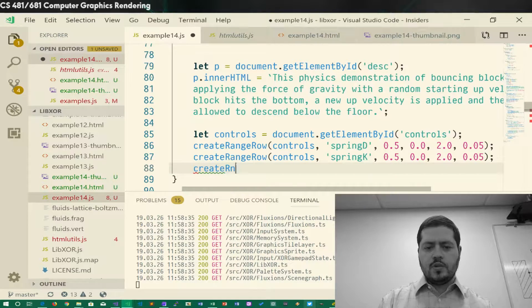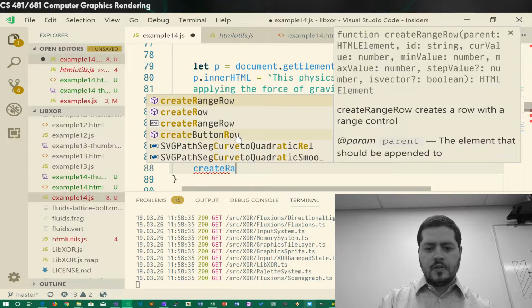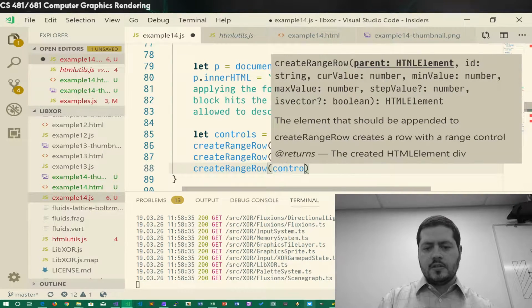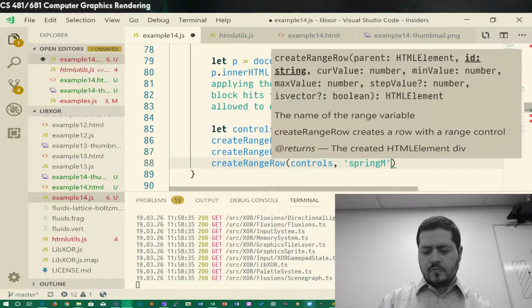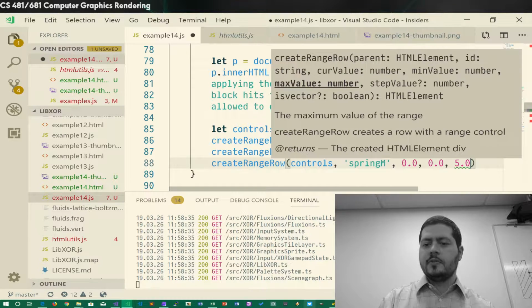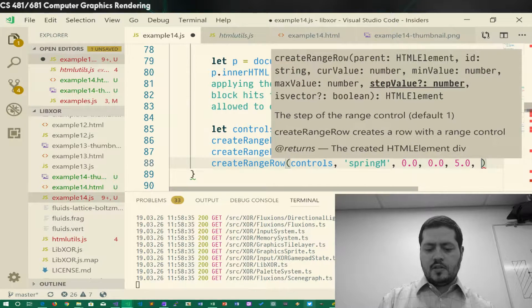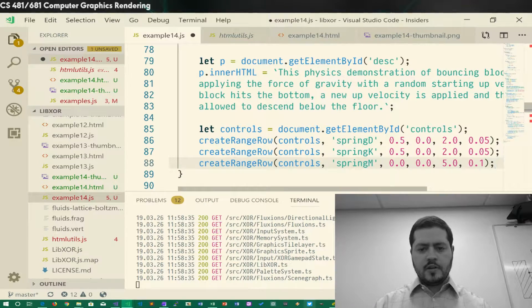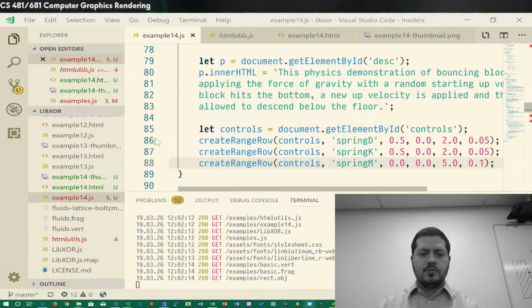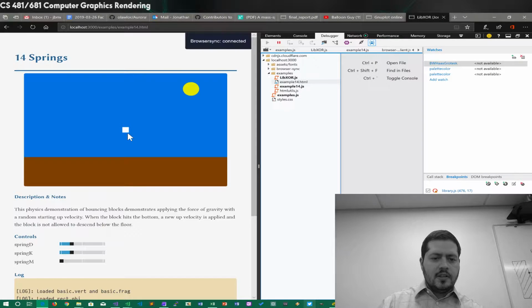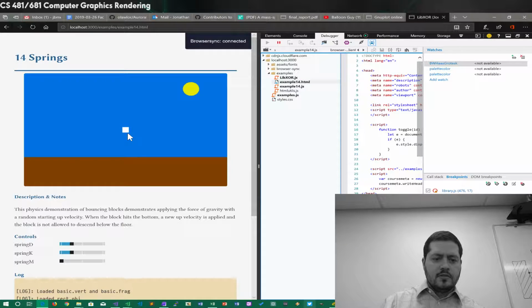And our last one will be our mass. And we'll start this one off at 0. And it can go up to 5 kilograms. And we'll just do steps at 0.1. Okay, let's see if this allows us to tweak the spring constants here.